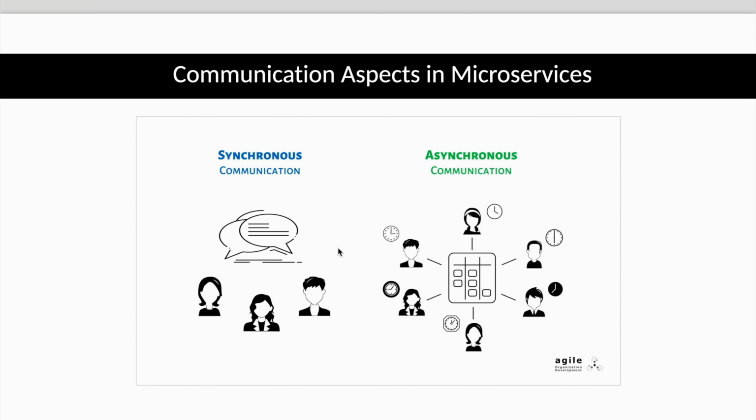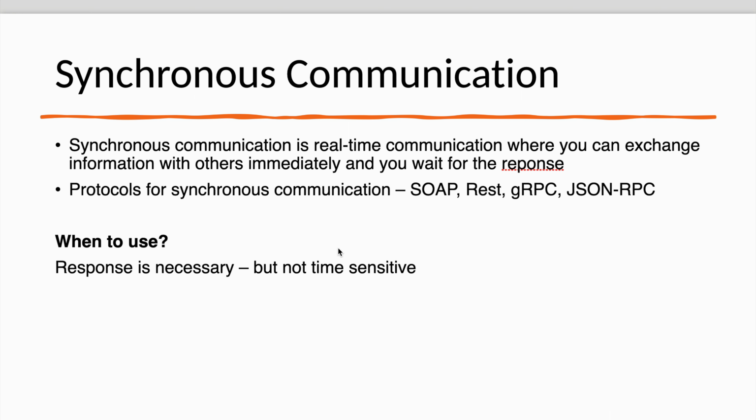Let's talk about the communications in microservices. Well, generally, we have two ways of communication: synchronous and asynchronous communication. Synchronous communication is a real time communication where we exchange information with others and immediately or after some time we get the response. That's a synchronous communication.